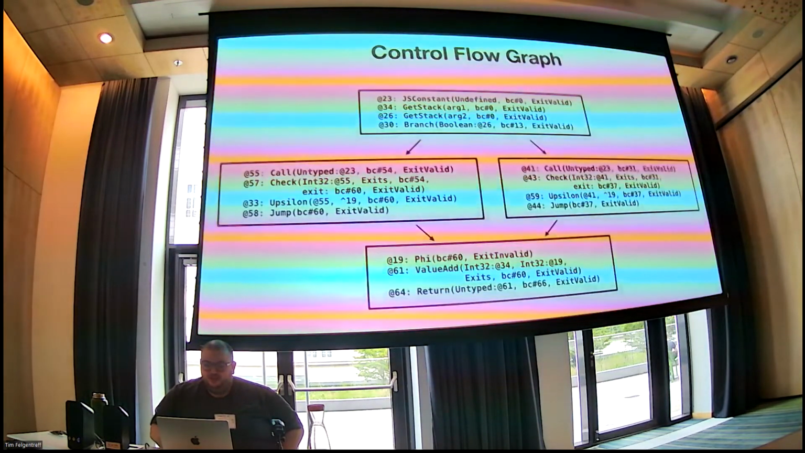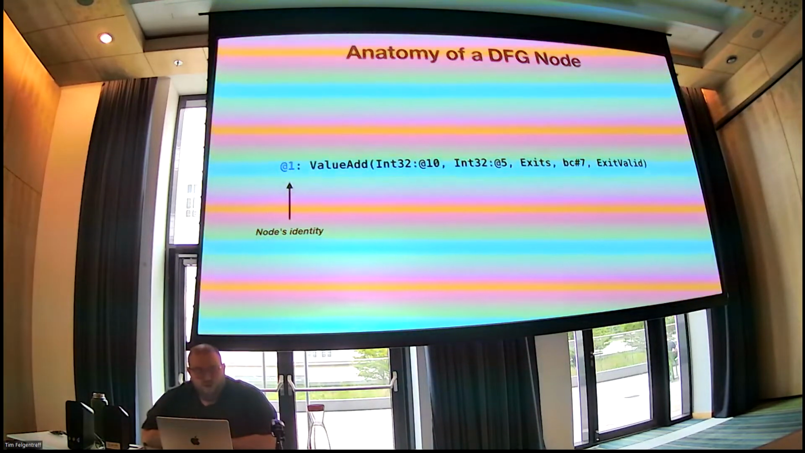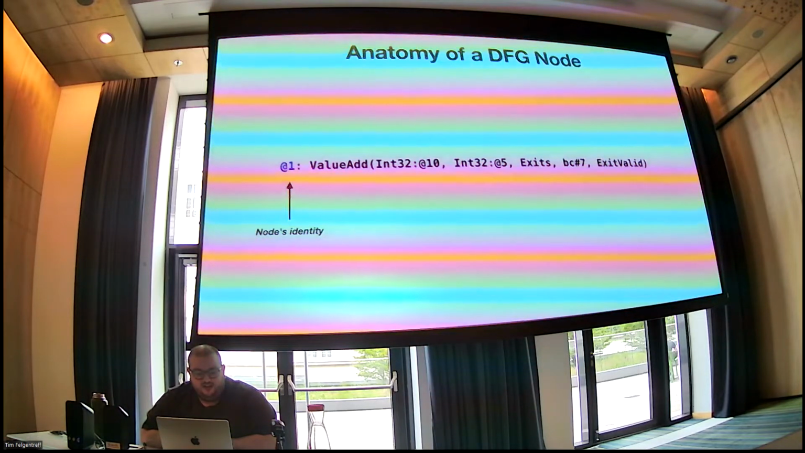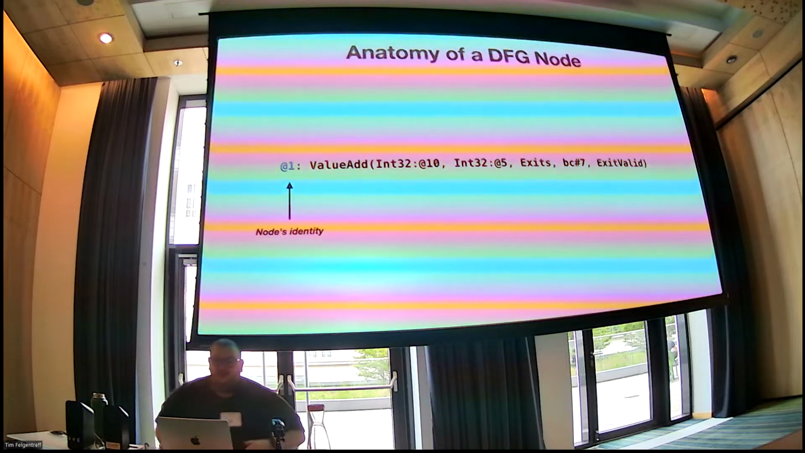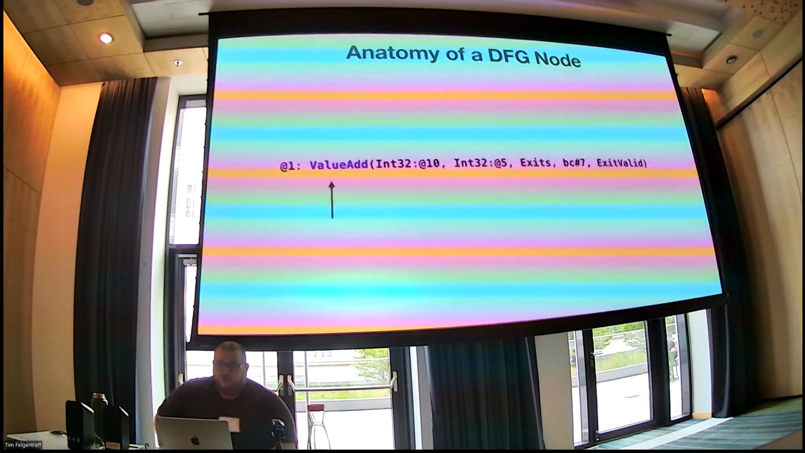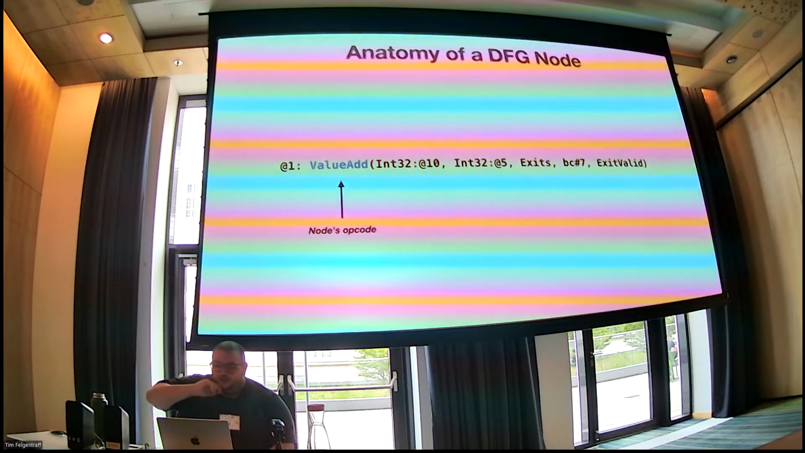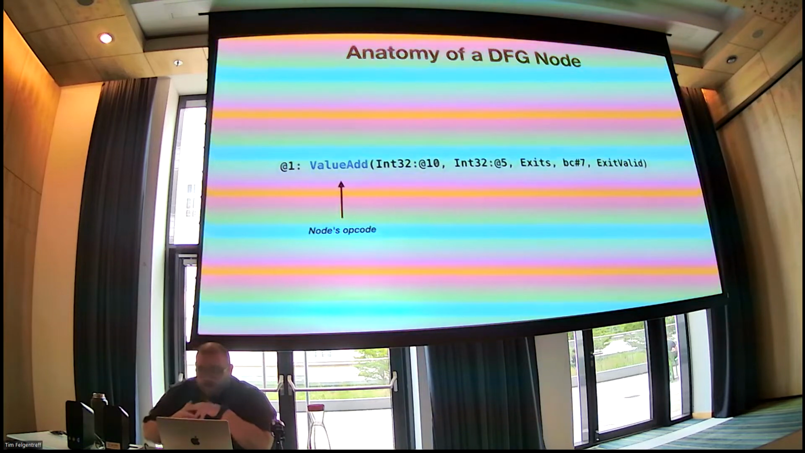So let's jump into exactly what we're looking at when we look at one of these nodes. The first thing you'll see is this number prefixed with the @ sign. This is just the node's identity. It's just a way of describing what that node is. It's just a variable name. And then we have our node opcode. Like I was saying, this is really an add operation in JavaScript.